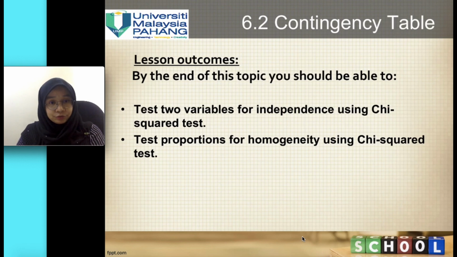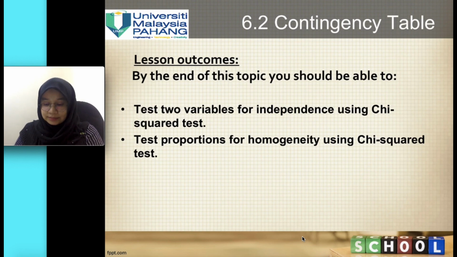If you know how to conduct the test for independence, you also know how to conduct the test for homogeneity, because the procedure is still the same, but the difference is only the hypothesis. Hypothesis for independence, you want to test the independence. Hypothesis for the homogeneity, you want to test the homogeneity. Right? So when we talk about the contingency table, what does the contingency table look like?